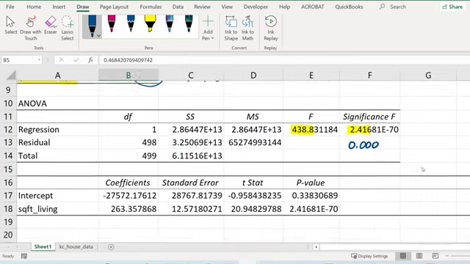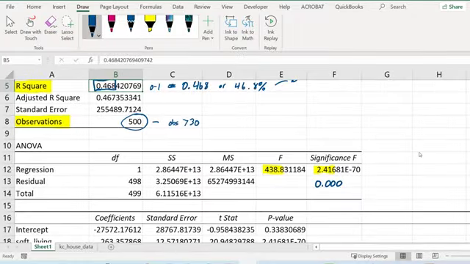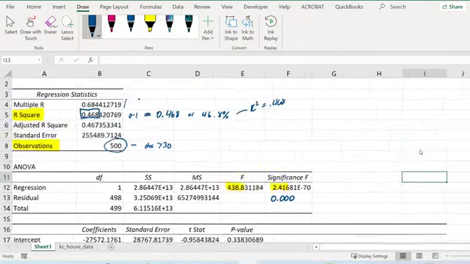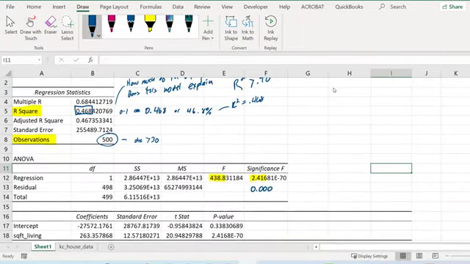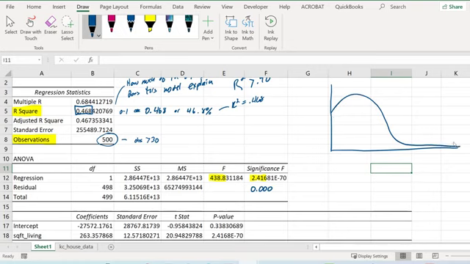Let's draw our F statistic real quick, or our F distribution anyway. The F distribution looks something like this, and then we go on. The F-stat 438 is way off the screen over here somewhere. So the area right of the curve is so small that it is 0.00000000000 and so on, right?